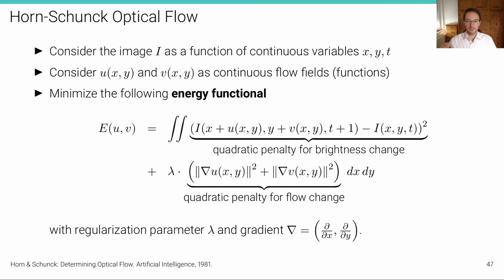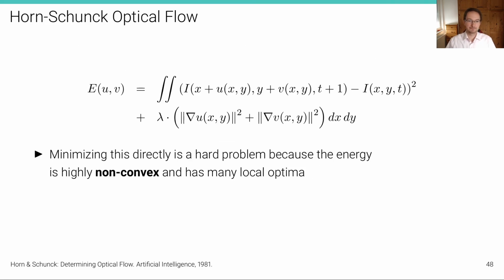So here we have again the equation from the previous slide. And what we can see is that minimizing this directly is a really hard problem because the energy is highly non-convex and has many local minima. Why is that? Well, the last term is unproblematic. It's just a quadratic regularizer. But here in the first term, we have the optical flow field, the quantity that we want to infer, u and v, as an argument of the image.